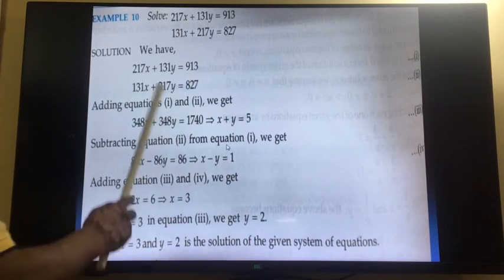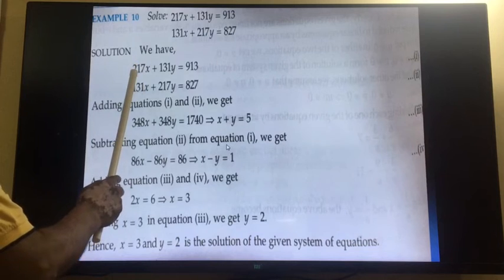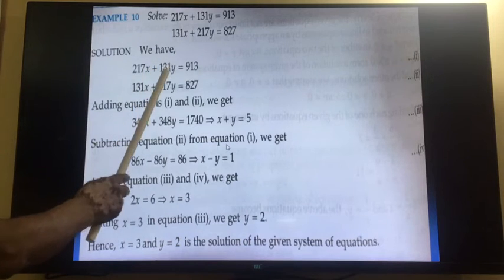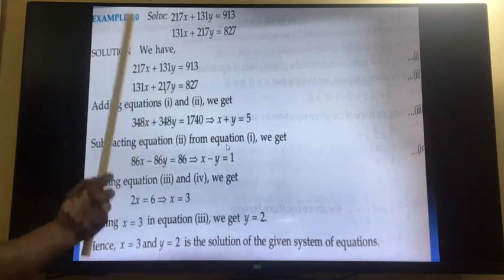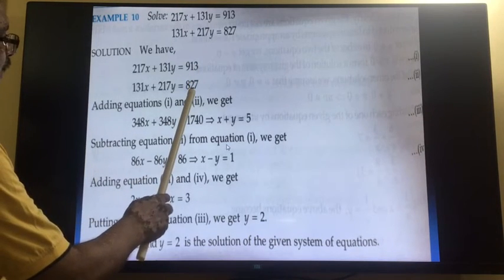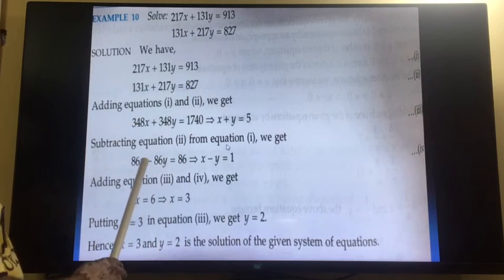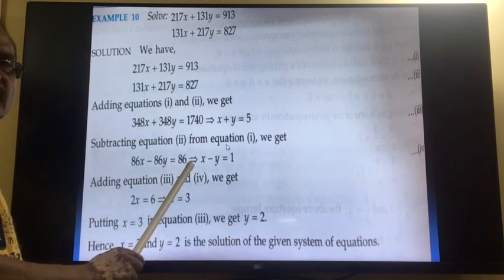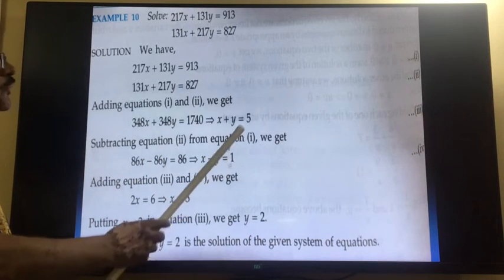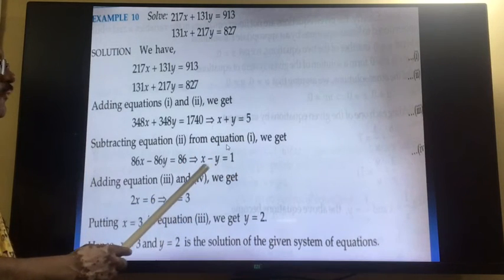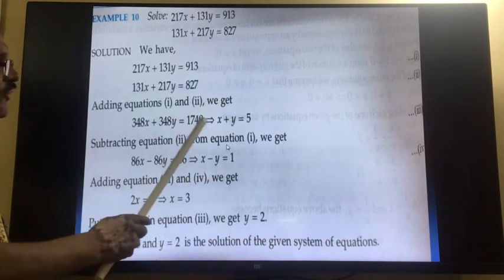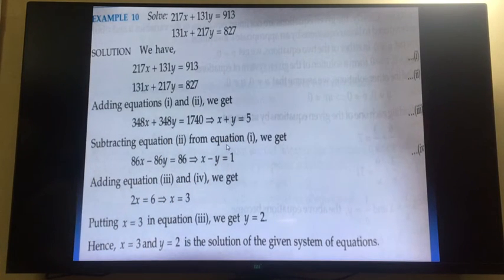Similarly, if you subtract these two equations, 217 minus 131 will be 86x, plus here 131 minus 217 will be minus 86y, is equal to 913 minus 827, which will be 86. Now you can see each term is divisible by 86, so divide each term by 86. After dividing you will get x minus y is equal to 1. So this is our third equation, this is our fourth equation. Now we will solve the third and fourth equations easily. Here the coefficient of x is also equal and the coefficient of y is also equal, right?